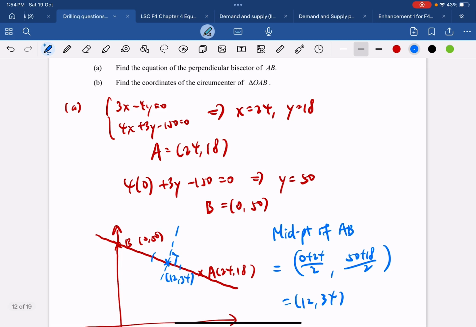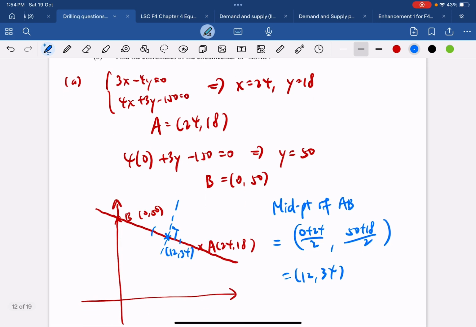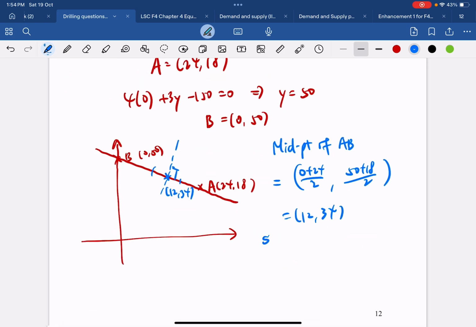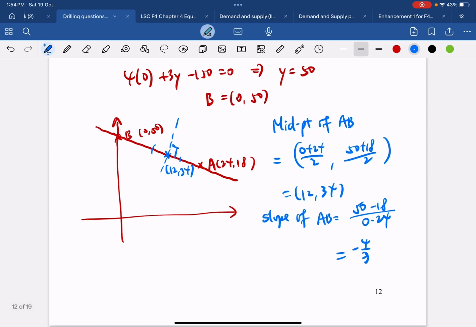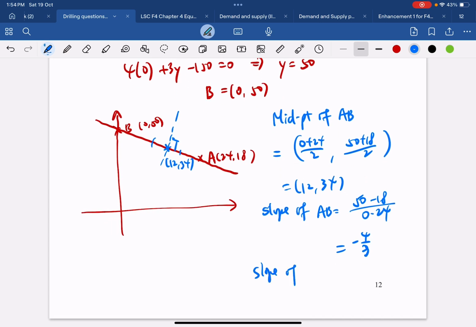Okay, and then what's the slope of the blue line? So for sure we need to find the slope of AB first. So slope of AB is negative 4 over 3. Okay, so we don't say blue line now in the question. The blue line is actually the perpendicular bisector of AB, so its slope would be 3 over 4.